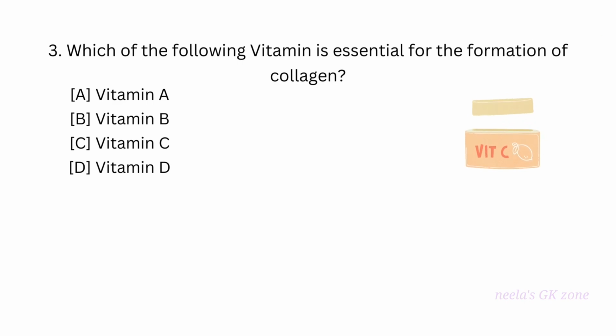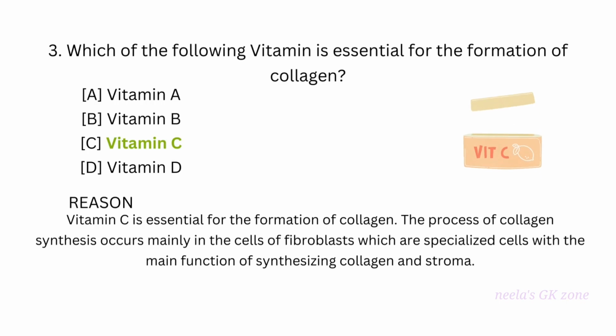Which of the following vitamins is essential for the formation of collagen? Vitamin A and vitamin B, vitamin C and vitamin D. The answer is vitamin C, and the reason is C is essential for the formation of collagen. The process of collagen synthesis occurs mainly in the cells of fibroblasts, which are specialized cells with the main function of synthesizing collagen and stroma.